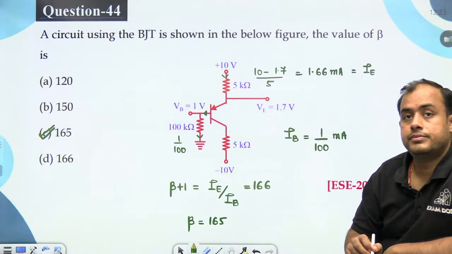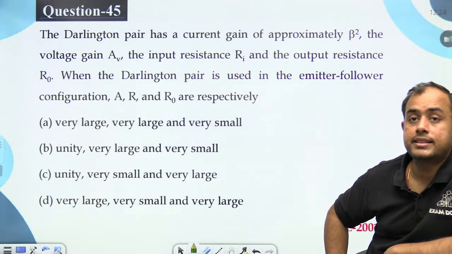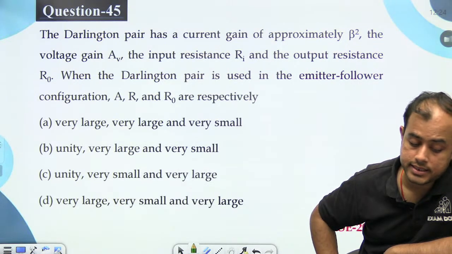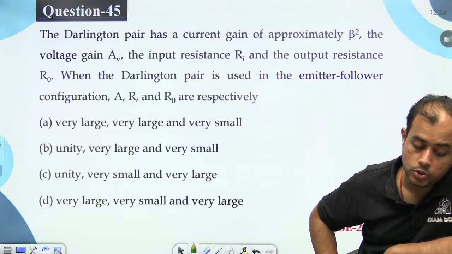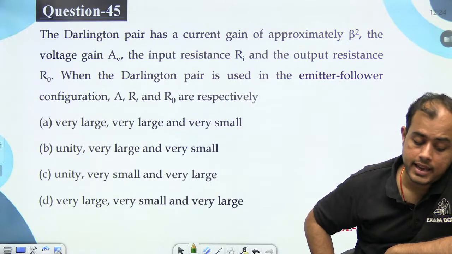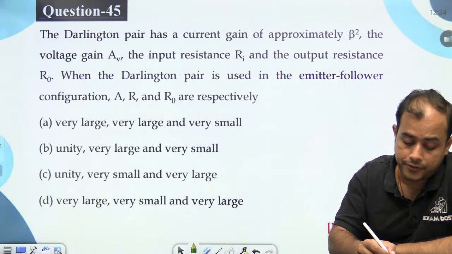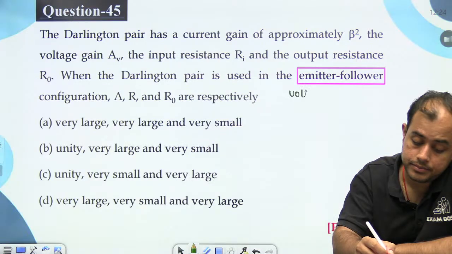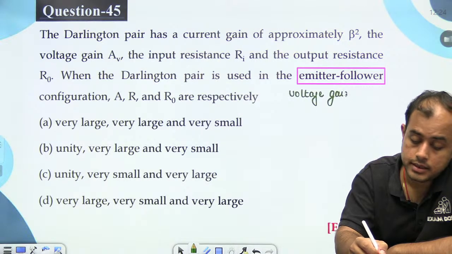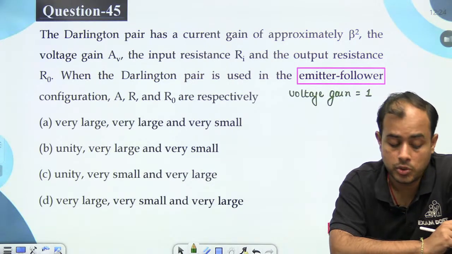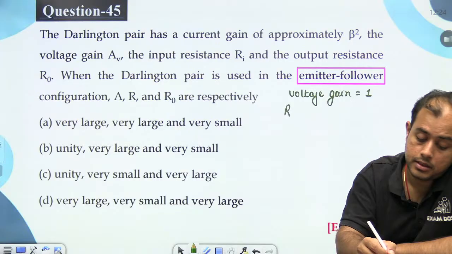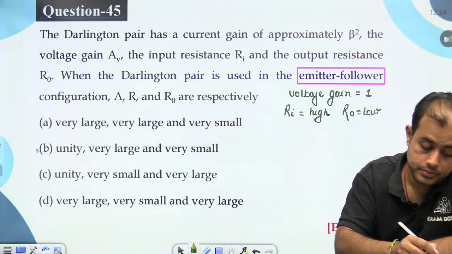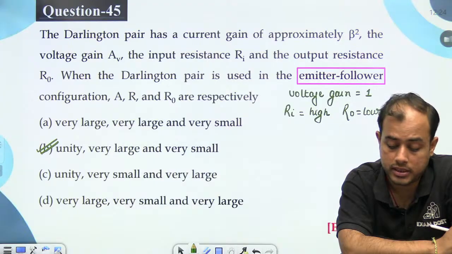See, 165. ESE 2001: a Darlington pair has a current gain of beta square, voltage gain AV, input resistance RI, and output resistance R0. When it is used in the emitter follower configuration, what are they? Now in an emitter follower, voltage gain is approximately equal to 1. Emitter follower ki khasiyat hai voltage gain 1 ke aaspaas hota hai. Input resistance of a Darlington pair is high and output resistance is low. So the Darlington pair's input resistance is very high.